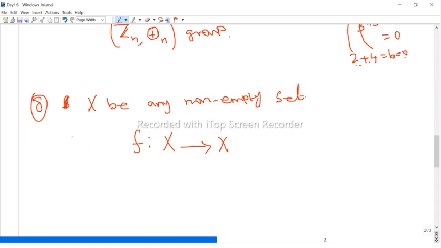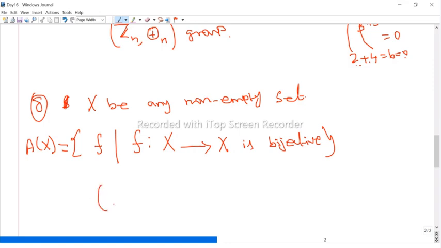Now we are collecting the functions. The set of all functions from X to X that are bijective. We are collecting the bijective functions. We give a name to this set and call it A of X. That is nothing but the set of all bijective functions from X to X. Now we have a group structure on the set A of X with respect to composition. This circle means composition of two functions. So it's a group.